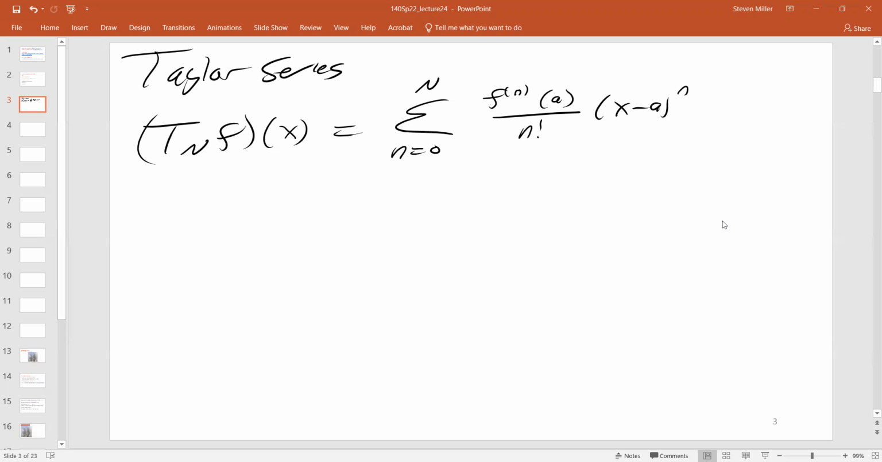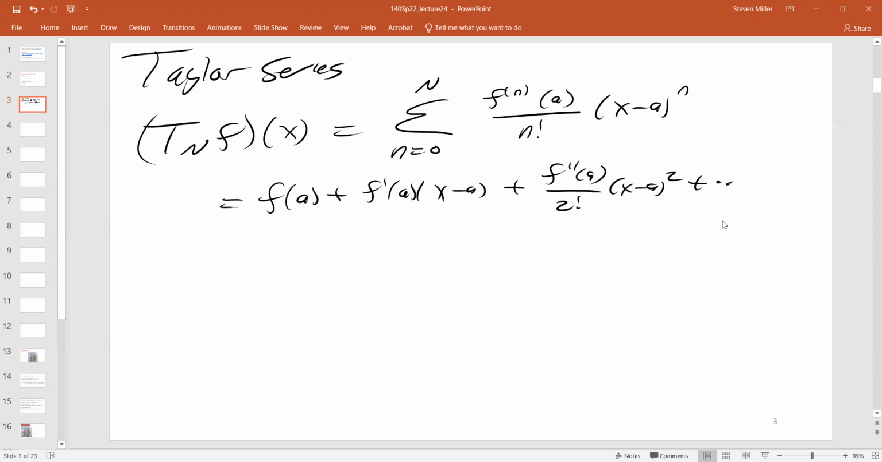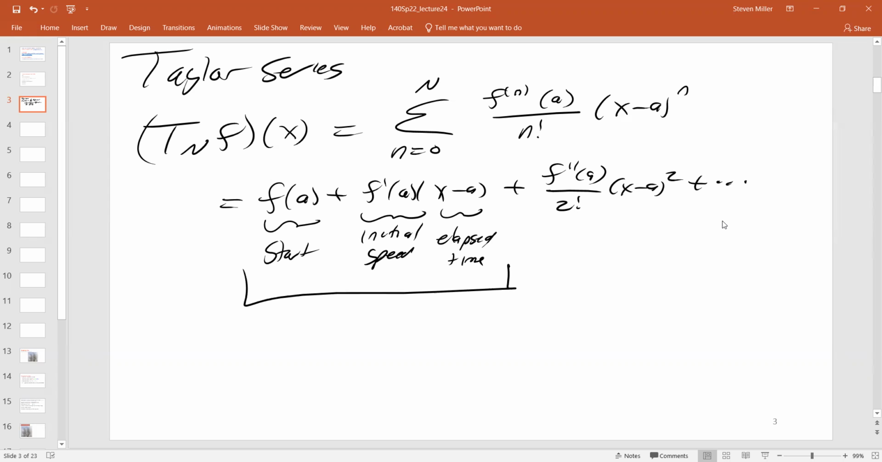If you write this out slowly, it's just going to be f of a plus f prime of a times (x minus a) plus f double prime of a over 2 factorial times (x minus a) squared plus dot dot dot. This is where we start. This is the initial speed. This is the elapsed time. So this part over here is basically just the tangent line. So we've seen this before.